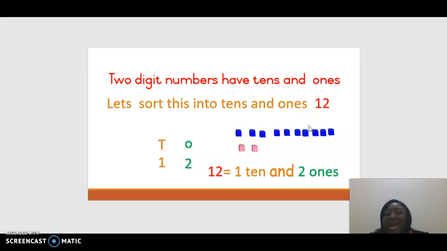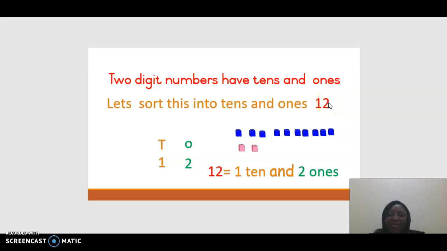But before you look at how I have sorted them out, let's count to be sure if there are actually 12 in all. Count with me, please. 1, 2, 3, 4, 5, 6, 7, 8, 9, 10, 11, 12. Amazing. There are 12 cubes in all, which I have sorted into blue and pink. And the two-digit number we're working with is 12.